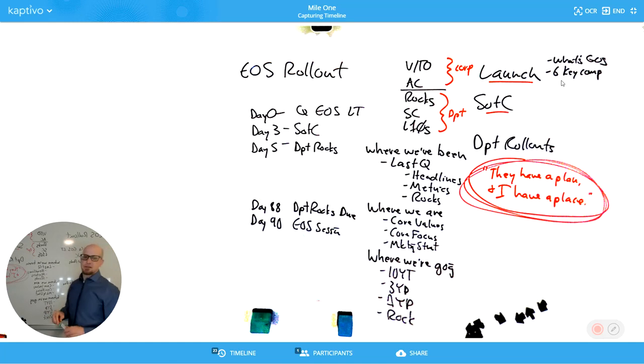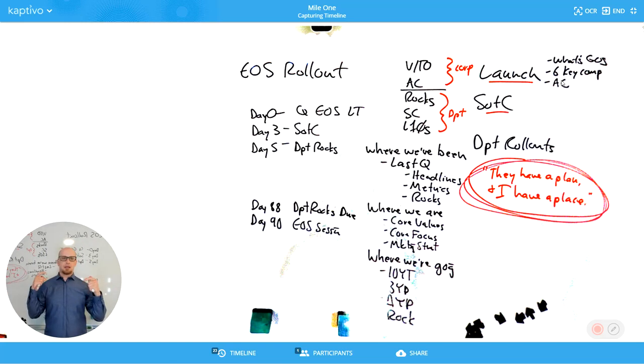Oh, I forgot something. Failure on my part. When you do the launch, you also need to be talking through the accountability chart. So the accountability chart, you guys know what that is. You've seen it. There isn't a time in the regular state of the company meeting where we say, here it is, everybody, and we introduce the accountability chart.